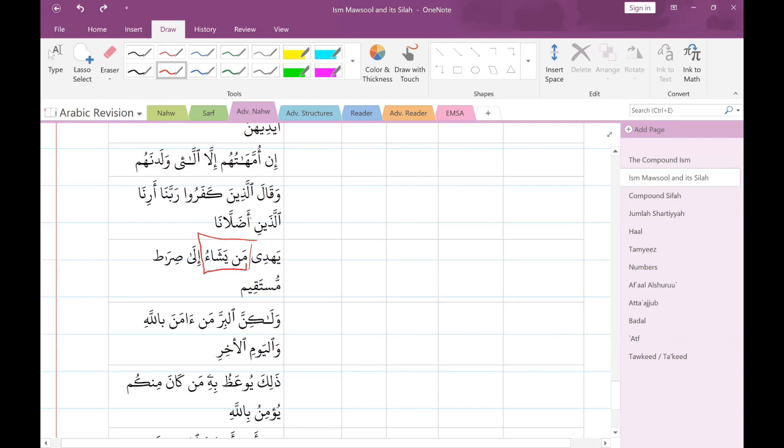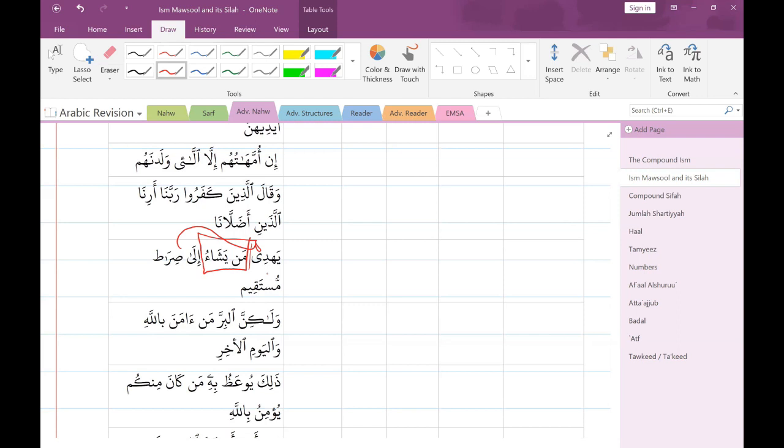Again, it's important to know where the Silatul Mawsool ends so that you can do the i'rab properly. Where does it end? Man yasha'u ila siratil mustaqim? No, it doesn't make sense. Ila siratil mustaqim goes back to Yahdi. Yahdi ila siratil mustaqim, man yasha'u. Man yasha'u could be the fa'il because yahdi is mudare, huwa. No, I think it's maf'ul. Oh, I keep getting this mixed up. So yeah, he guides whoever he wishes.